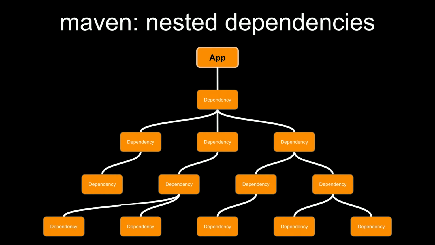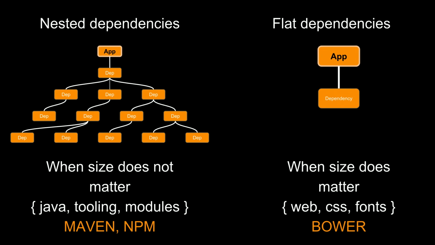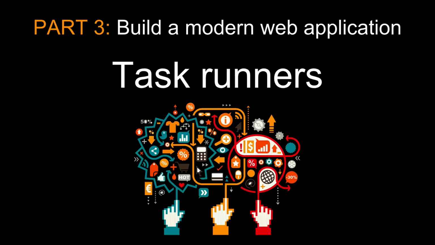So if we take a look back at Maven, it has, just as NPM, a nested dependency tree. So to summarize, flat versus nested dependencies. You use nested dependencies for like Java tooling, modules, and that's Maven, NPM, that's for the server side. And you use flat dependencies when the size matters for web, CSS, fonts, and that's Bower.